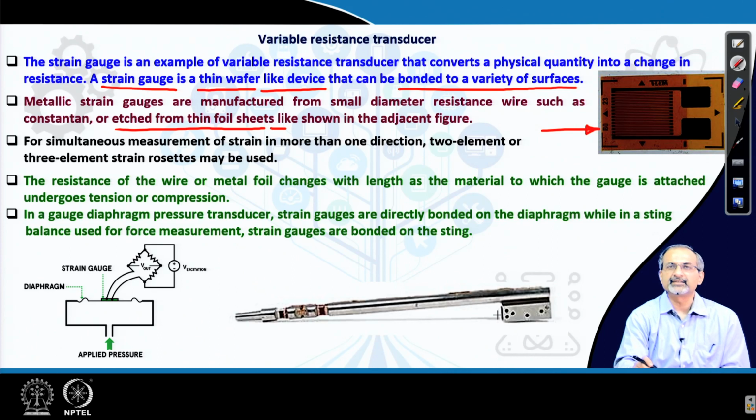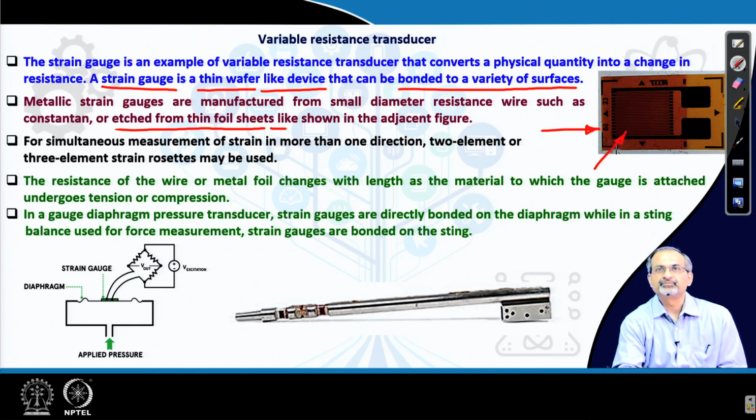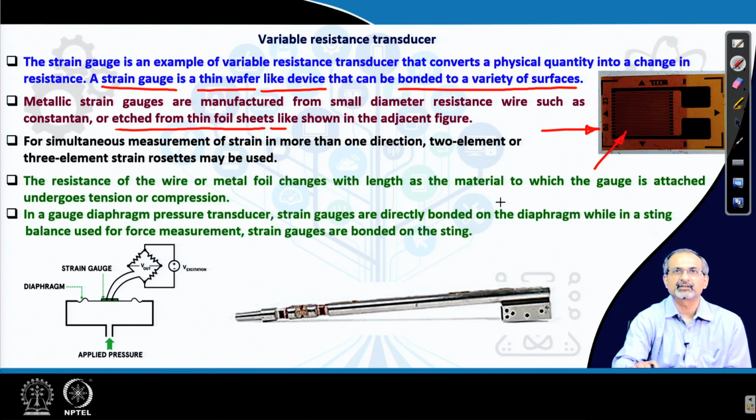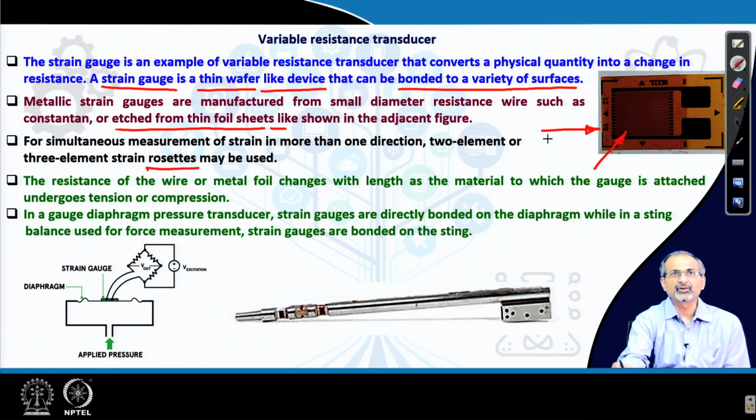In terms of size, it is much smaller than what we see in this picture, but you can see the very compact wire mesh kind of setting that you have on that thin foil, and then this entire assembly is further stuck to a certain surface on which you desire to do the measurement. If you want to measure strain along more than one direction, then you have to have a 2-element or 3-element strain rosette instead of a single strain gauge like what we see in the figure.